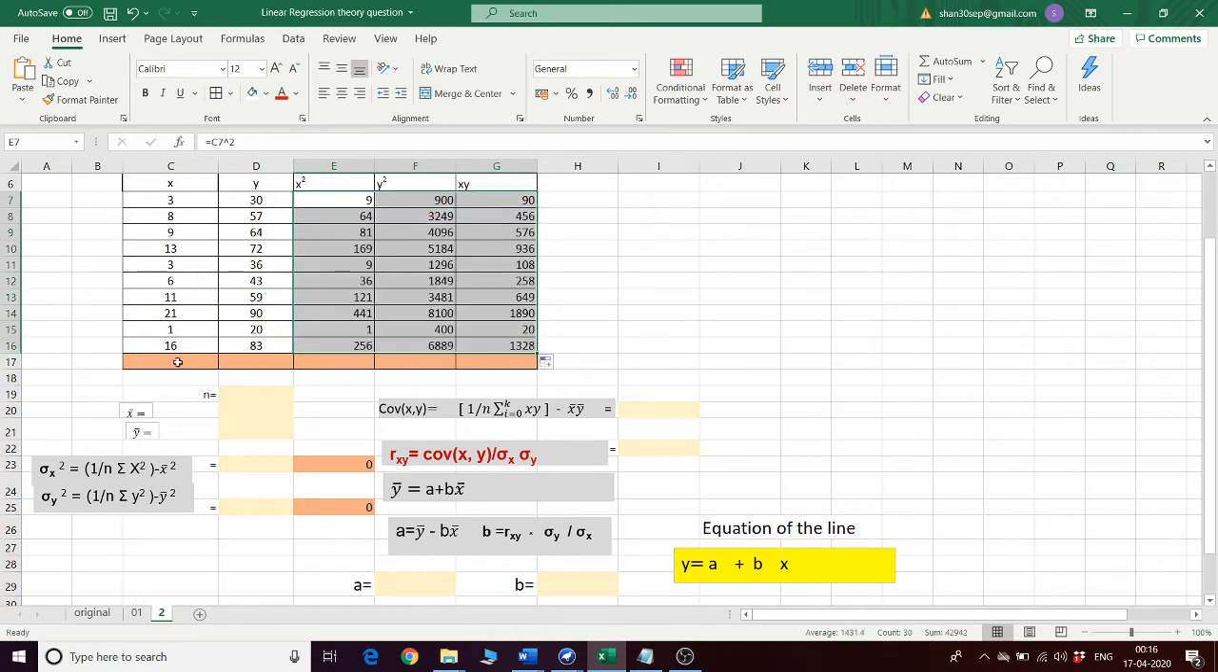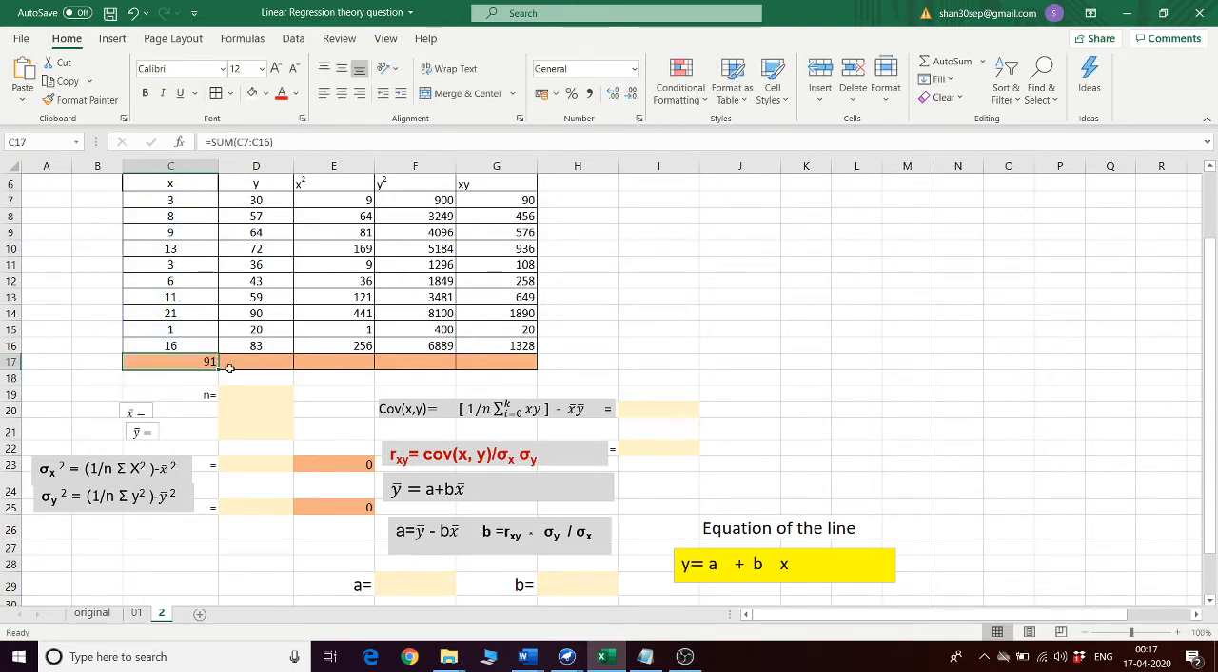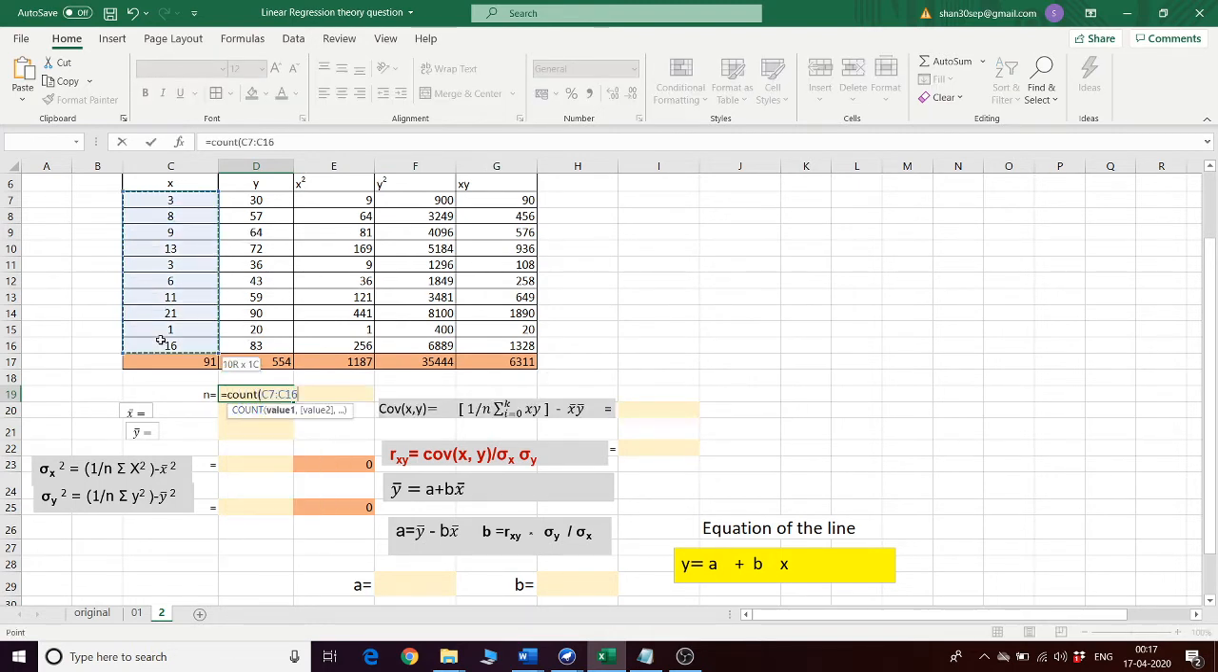Now we just have to copy it up like this. Now we've got to find out the total of x, for all the columns. So equal to sum, and I'll just copy this up as well. Okay. Now what is n? N is actually the count of the number of observations that are there.